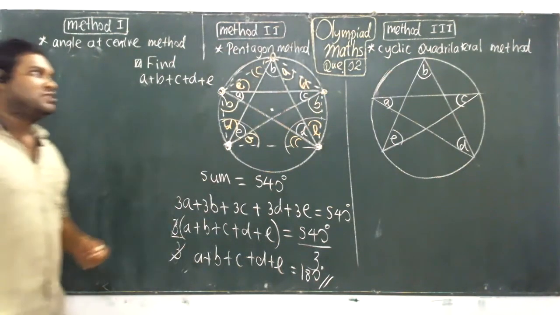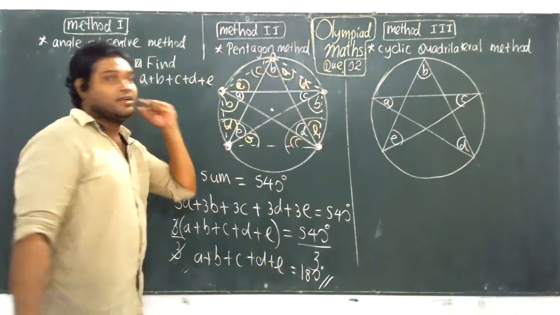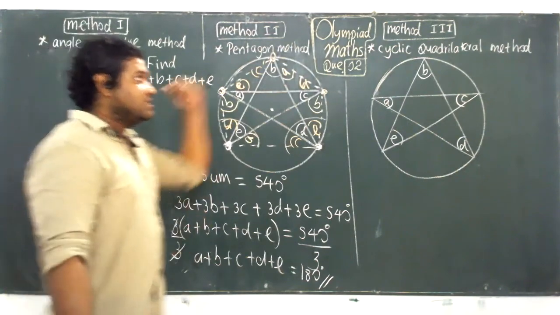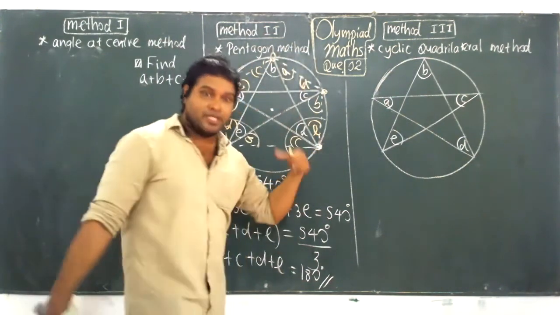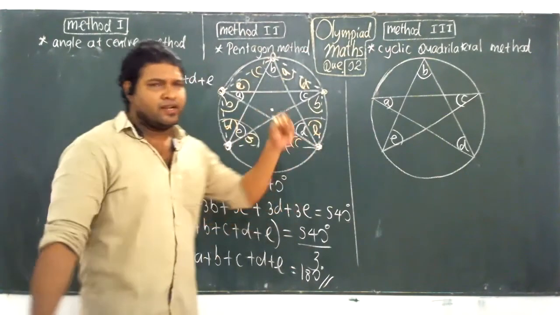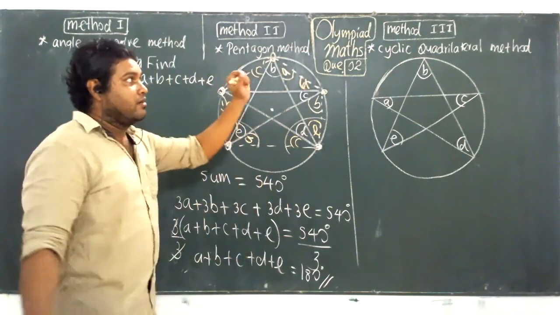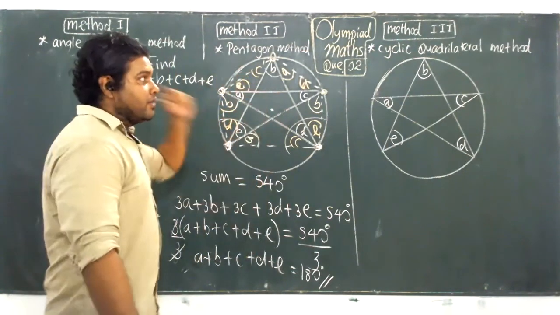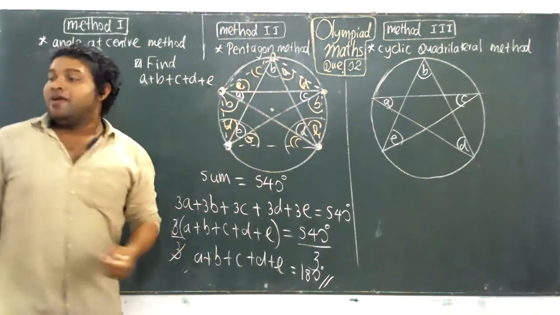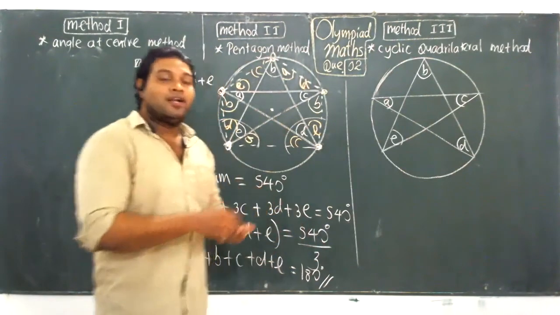Now we are going to move to method number 3, using cyclic quadrilateral methods, especially for grade 11 students. After these 3 methods, I'm going to discuss method 4 and method 5. Method 4 and method 5 are very basic, so even grade 9 students can follow them, because they are very easy methods compared to this. I'm going to give all the methods, so wait for that.